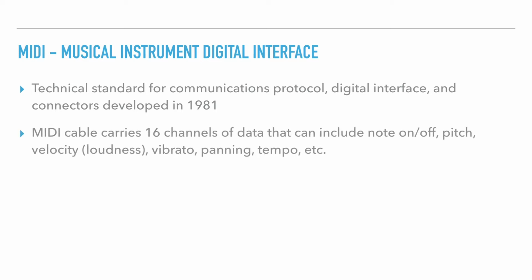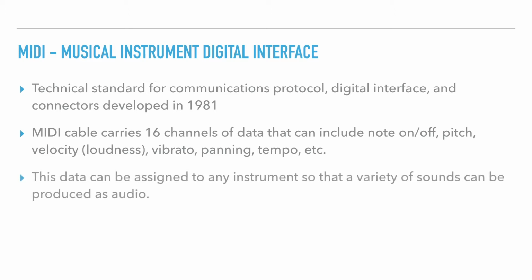A single MIDI cable is a 5-pin cable that carries 16 channels of data, and it can include note on or off, pitch data, velocity, which translates to volume or loudness of an individual MIDI event, vibrato, panning, tempo, etc. This data can be assigned to any instrument so that a variety of sounds can be produced as audio. And a very useful feature, MIDI files can transfer data between DAWs or digital audio workstations.